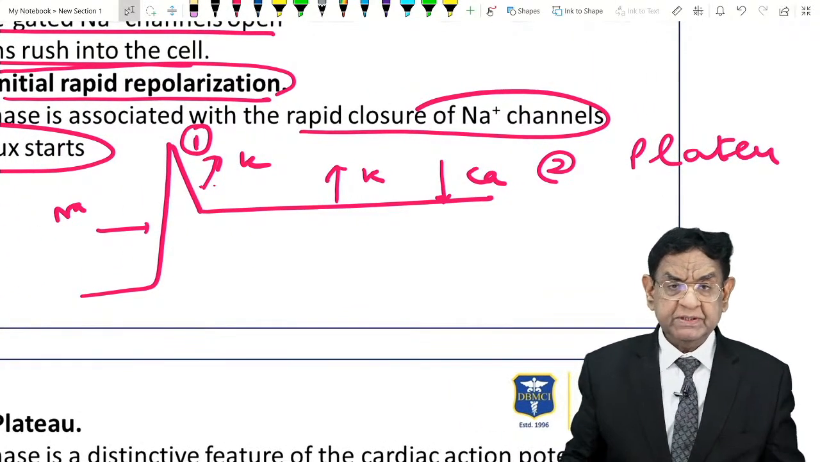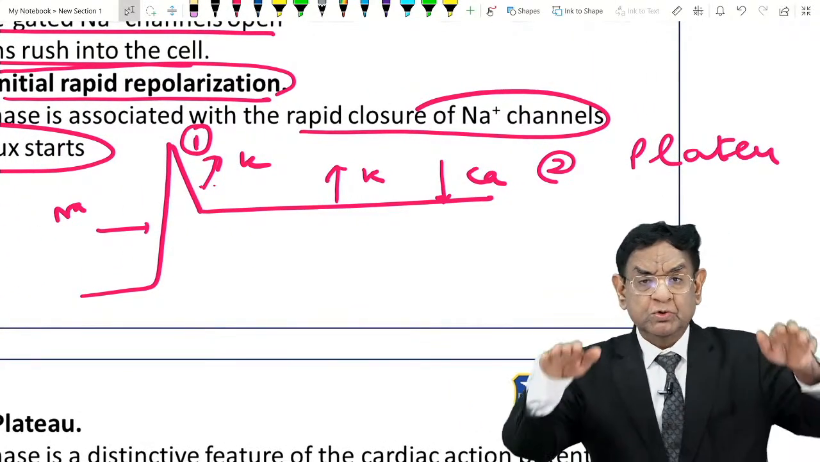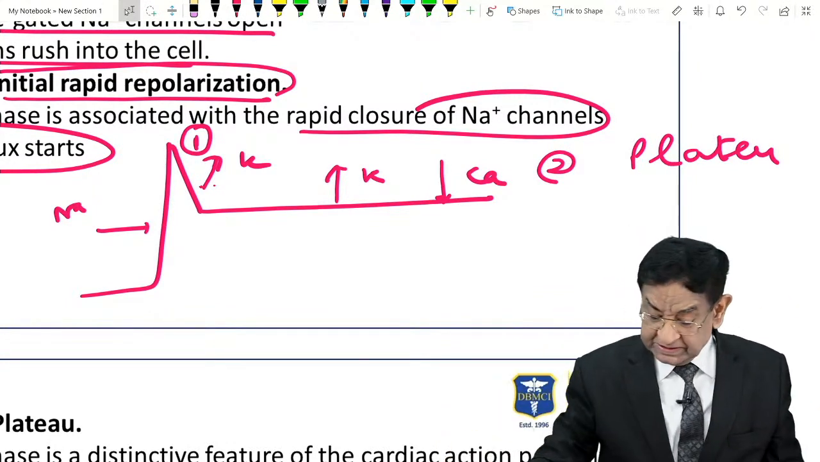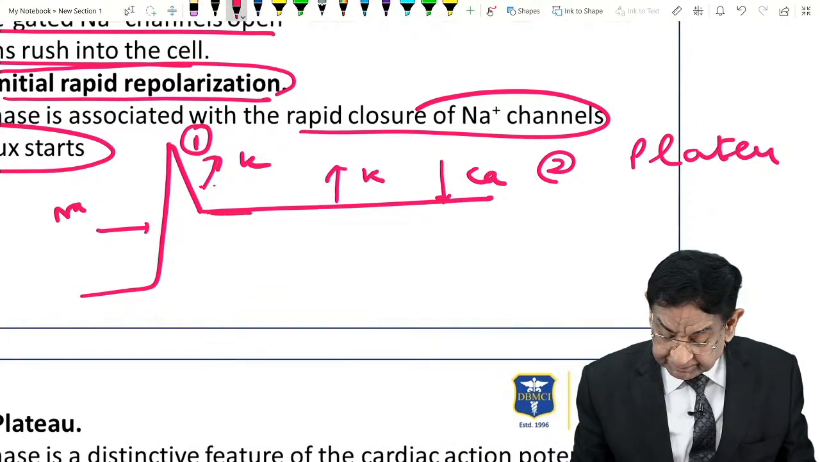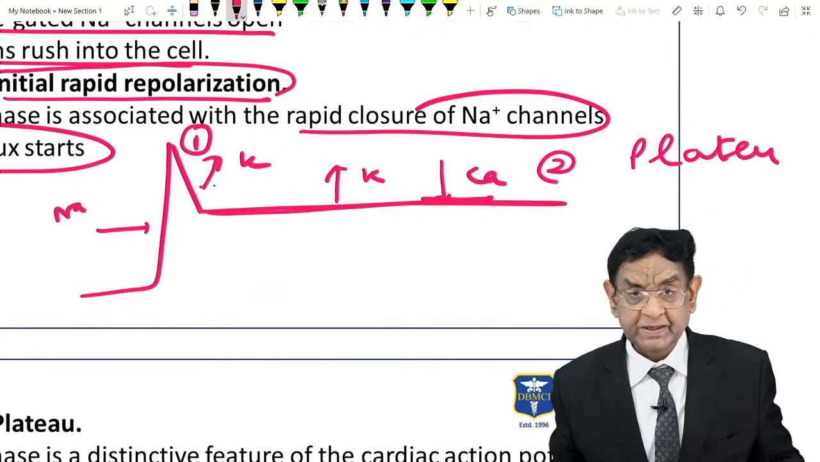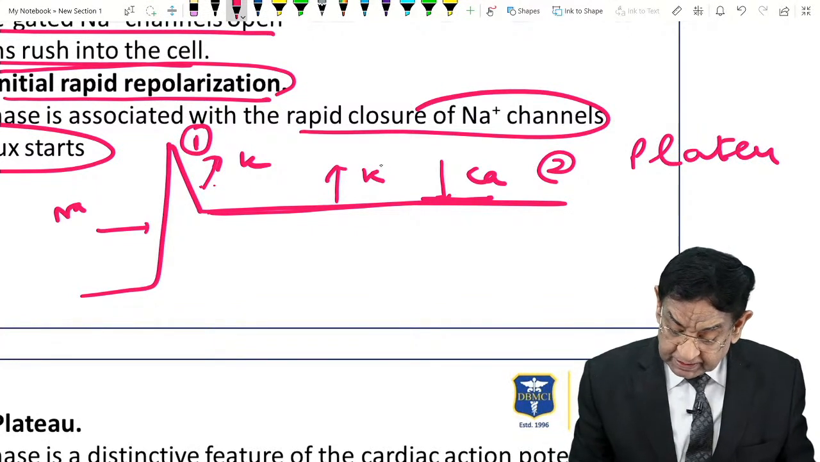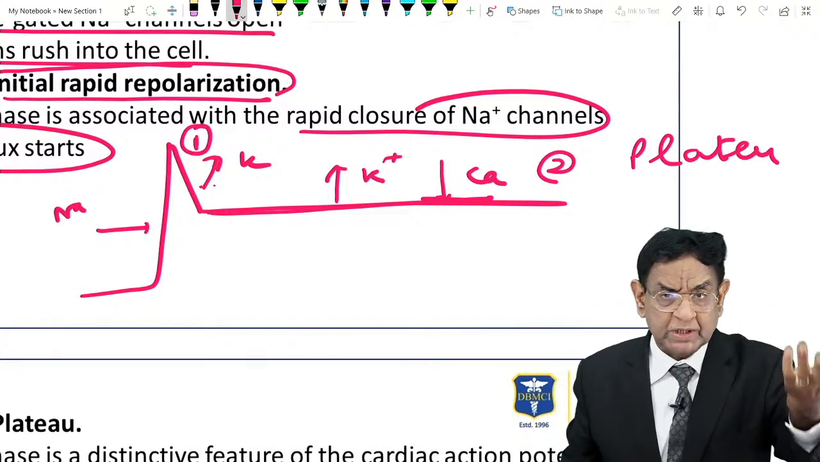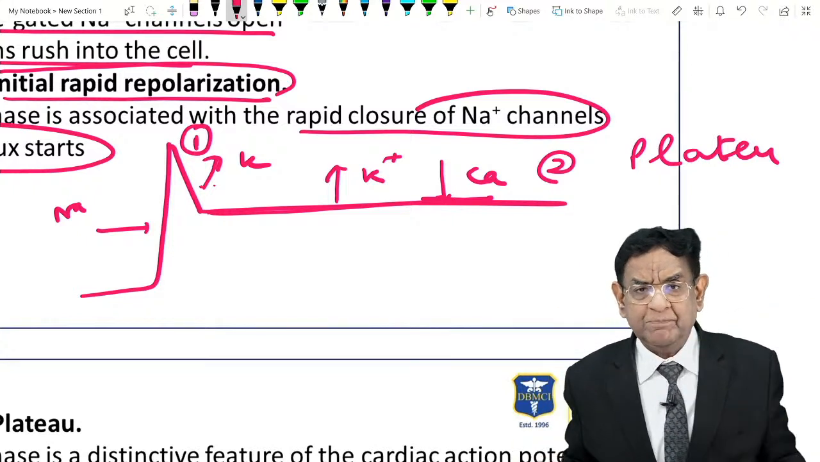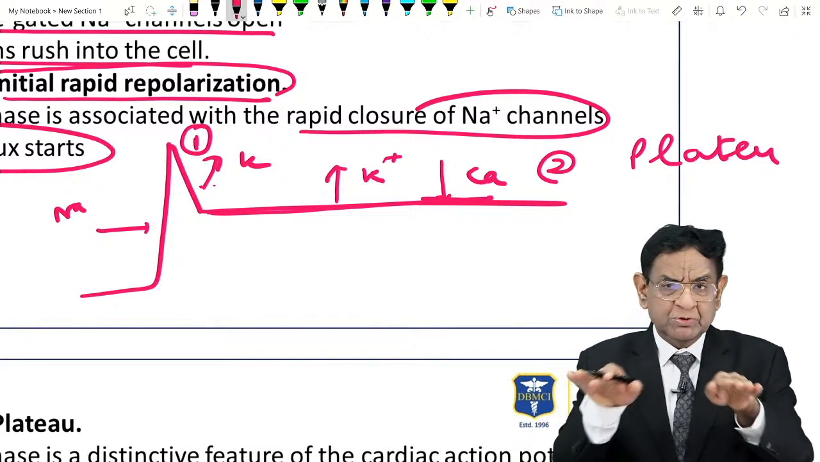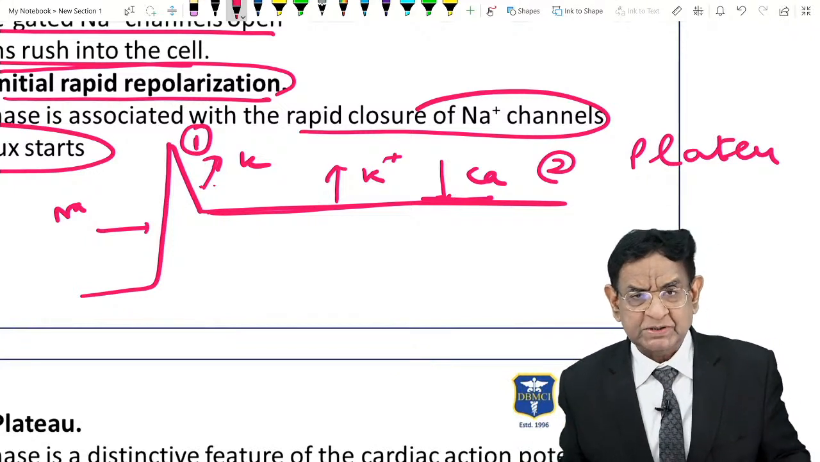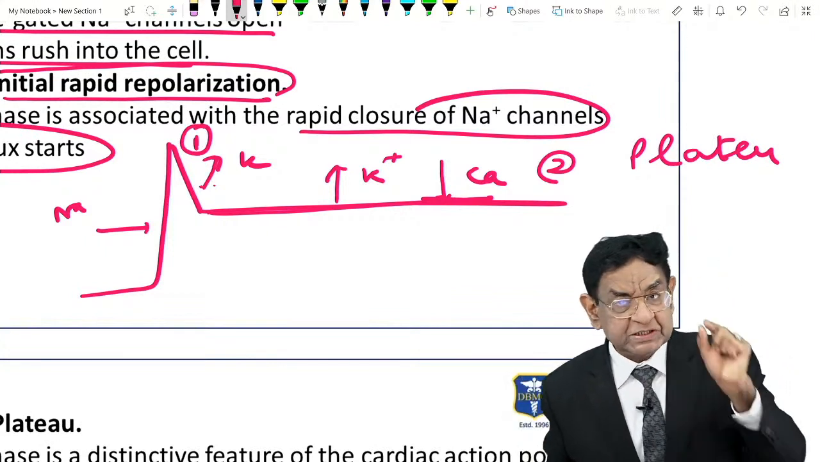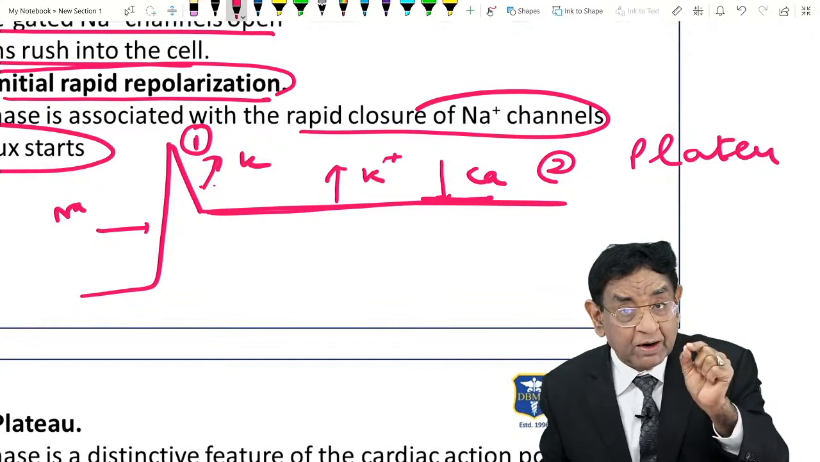Potassium going out, calcium coming in. So they are in balance. They are balancing each other. That's why we are getting the plateau phase. Suppose an equal positive charge of potassium goes out and an equal positive charge of calcium comes in. So as far as balance is concerned, positive will be maintained. That's why we generate the plateau phase despite potassium going out.